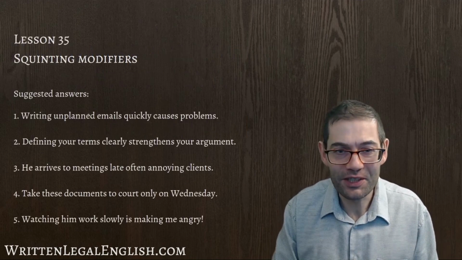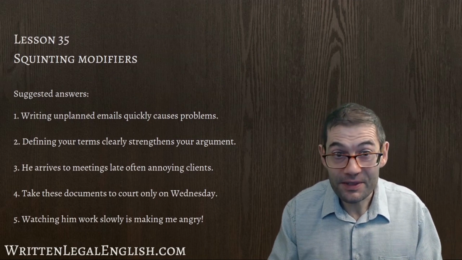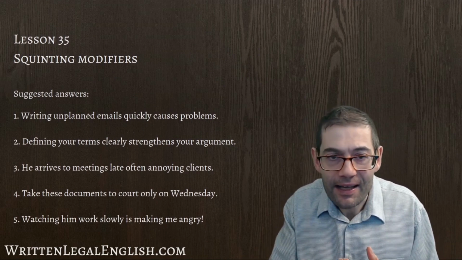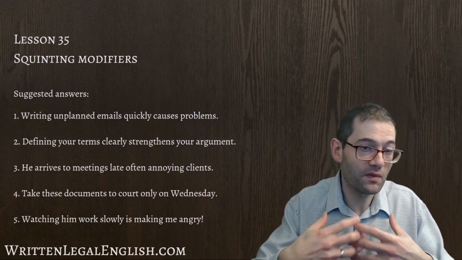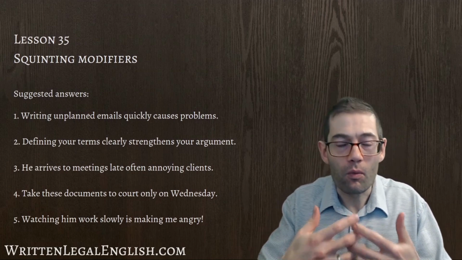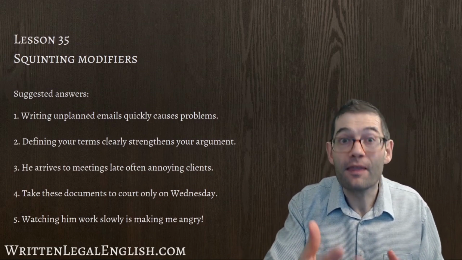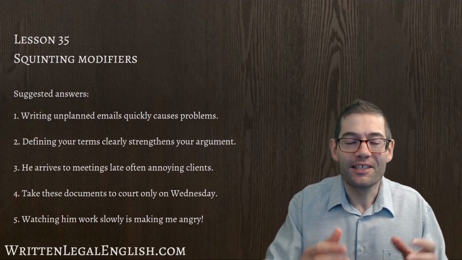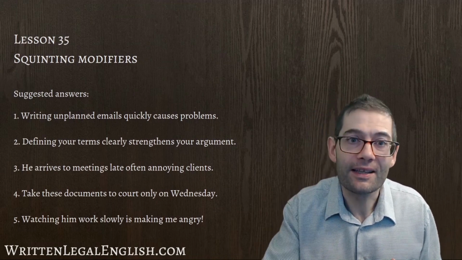Okay, let's start off with the first question. Writing unplanned emails quickly causes problems. Now, of course, when we're saying that, we get to choose, because of the way that we breathe or because of the pauses we introduce, what we want to say, which means the listener then understands it in the way that we want it to be understood. So squinting modifiers don't really exist when we're talking, but when we're writing, that's when they do.